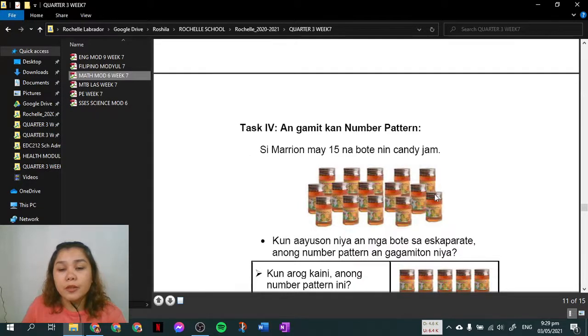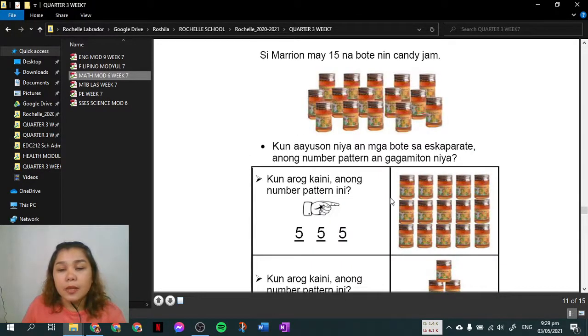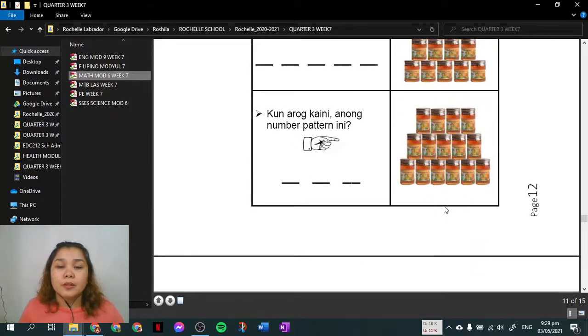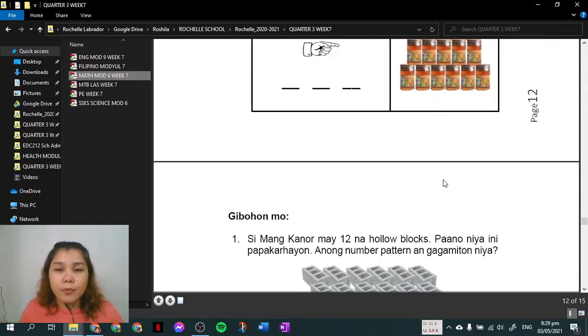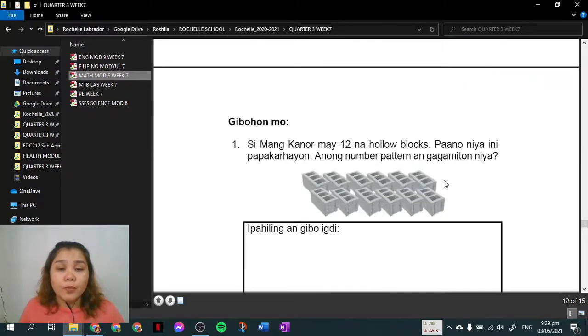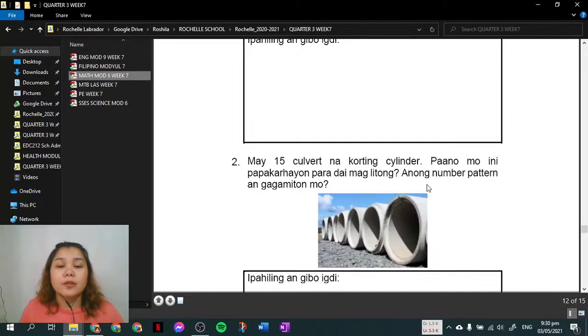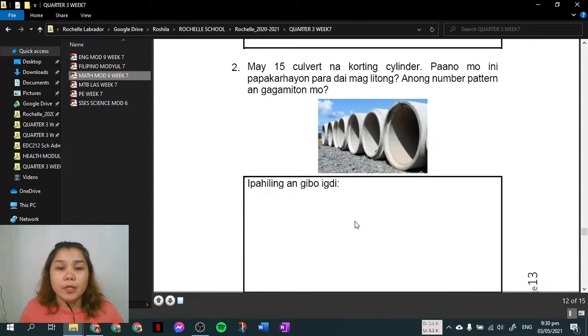So, si Marion, yan, pwede siyang you can manipulate to make your own pattern. Like for this one, itong mga jars, mga candy jam jars, pwede siya makagibong pattern na 555, anuman pattern siya. Tapos, iyan. So, iba-iba ang pwedeng mabubuo. Tapos, ito naman, hollow blocks. So, what style, what technique can you think of para makagibo ka ng pattern? So, that also applies for number 2.